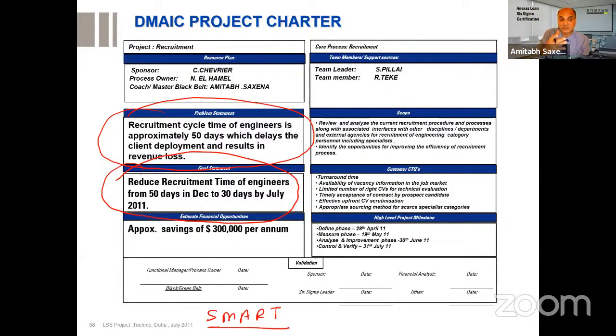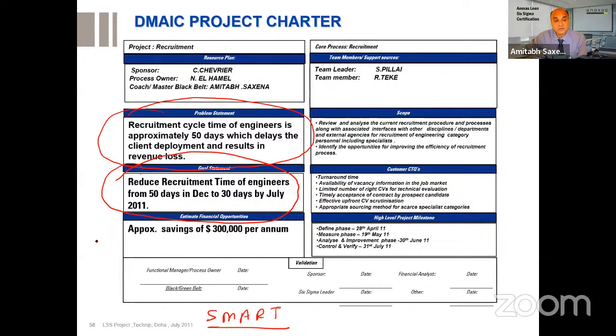Measurable means reducing recruitment time from 50 days to 30 days. It's measurable. Achievable, I think I will achieve it in 3 months. Relevant to the strategic business objectives of the company, the vision statement of the company. And time bound. Time bound means it should have a time, like by July, or in the next 3 months, I'll reduce my recruitment time from 50 days to 30 days. So you are very specifically telling that there's a timeline associated with that.